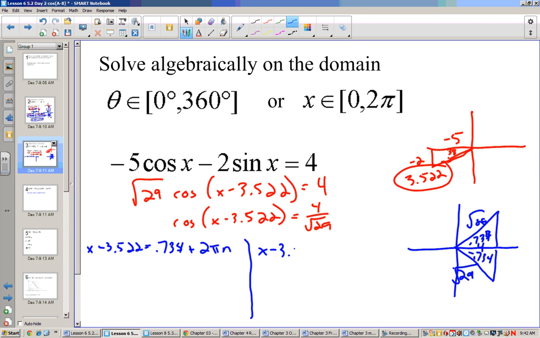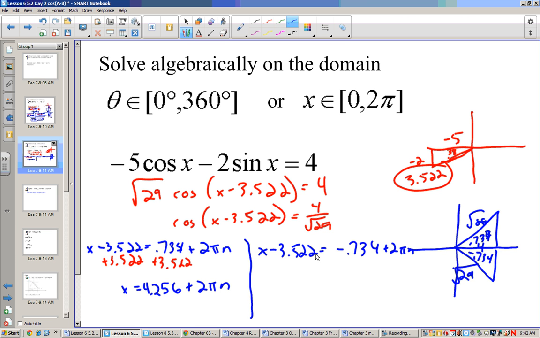X minus 3.522 is equal to negative 0.734 plus 2 pi n. Now when we add our 3.522, x will equal, well, we have 6.5 to 4.246, 56 plus 2 pi n.